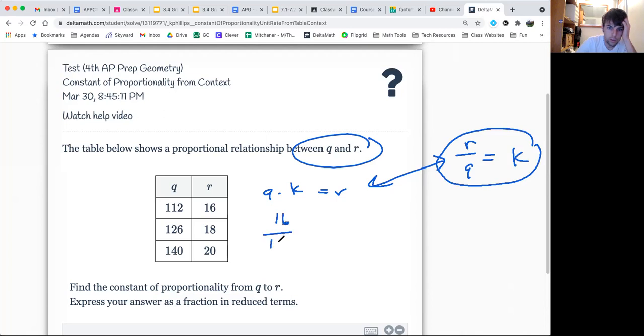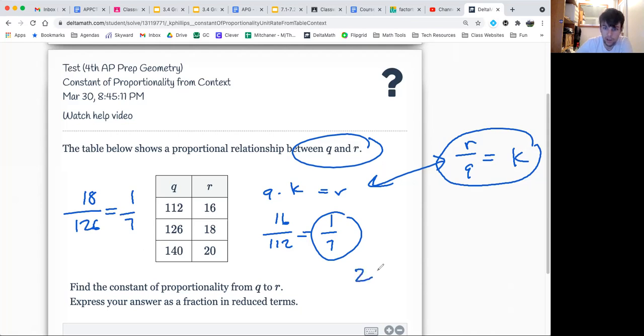So 16 over 112. If we reduce that, those might both be divisible by 16. Let's just think about that. 112 divided by 16. Yeah, so both of these actually are divisible by 16. So this reduces to 1/7. Let's just make sure that all of these do reduce in that same way. 18 over 126. Those are both divisible by 18, I believe. 126 divided by 18, yep, that's 7. So this reduces to 1/7.